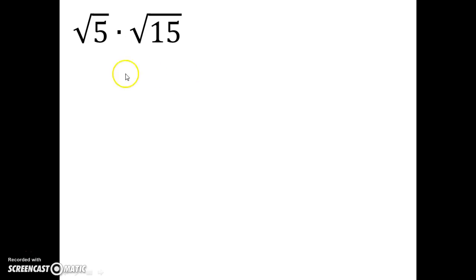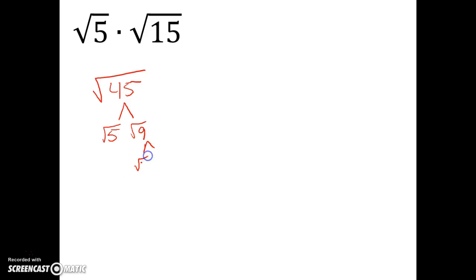In this example, we're multiplying radicals. So I'm going to go ahead and just multiply. Root 5 times root 15. 5 times 15 is 45. So I have square root of 45. Now that I have the square root of 45, I'm going to go ahead and factor that. So 45 is the same thing as 5 times 9.